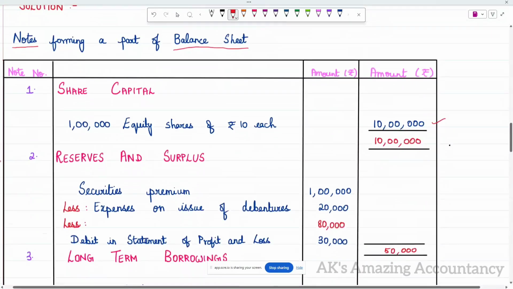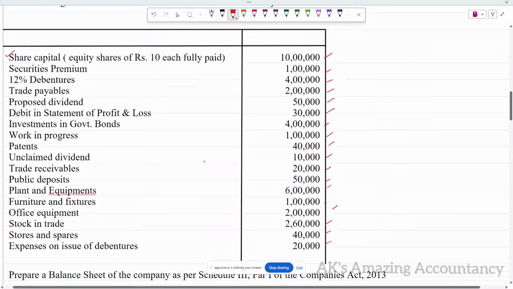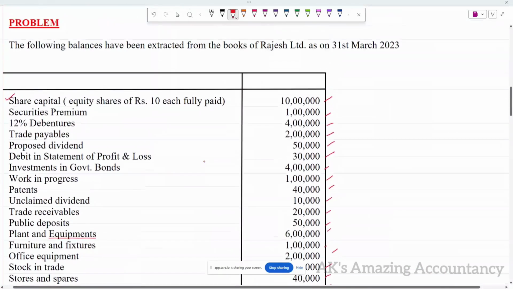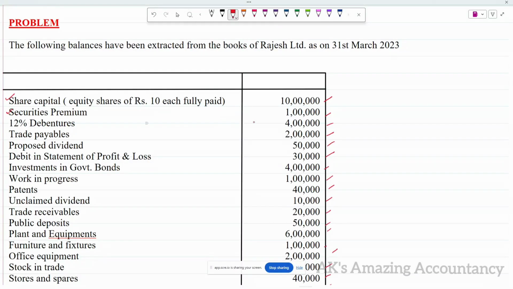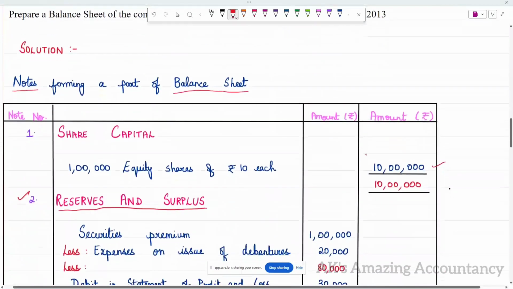The next note we have is note 2. Note 2 is actually for reserves and surplus. Under note 2 reserves and surplus, usually we'll have securities premium. So let us see whether we have securities premium in this particular problem. Of course, yes, we have securities premium, and you are given securities premium as rupees 1 lakh. So this will come under note 2, reserves and surplus, securities premium 1 lakh.